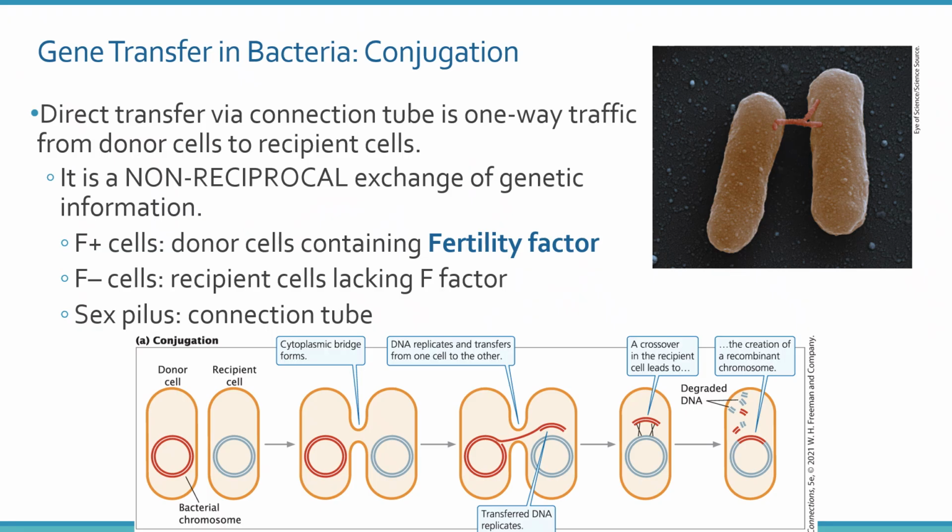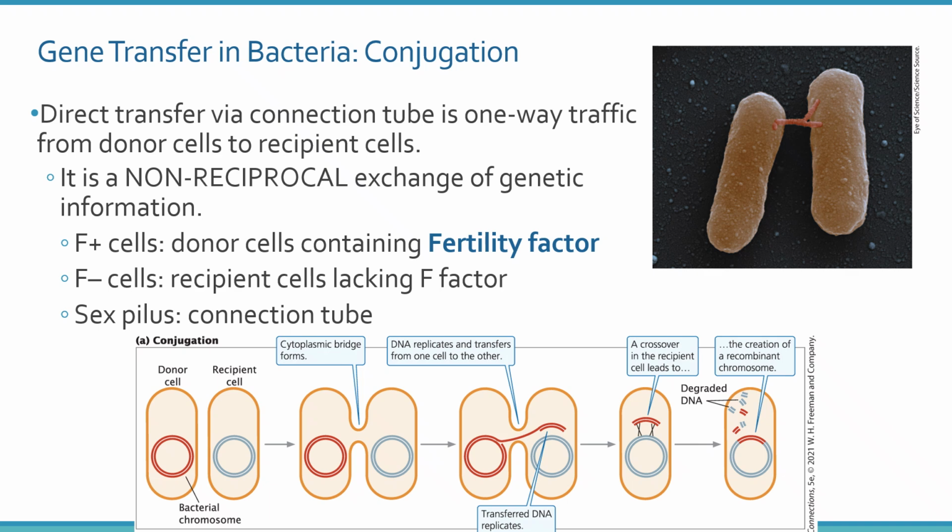I got a little ahead of myself. I already mentioned that this pilus is a one-way directional transfer of DNA from the donor to the recipient. And of course, the recipient doesn't send DNA backwards. The donor cell is the one that is going to have that fertility factor. So it has to have a gene that is going to initiate the formation of this pilus. And then it will transfer that DNA through to the other cell.